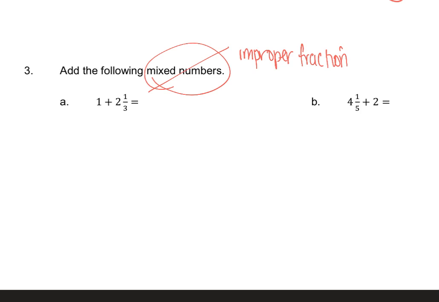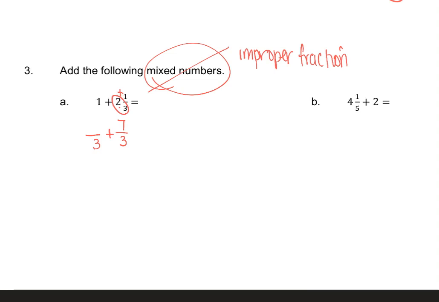So the first thing I'm going to do, I'm not going to worry about the 1 per se, but I am going to do the 2 1/3 for a second. So 2 1/3 is 2 times 3 plus 1. So 2 times 3 is 6 plus 1 is 7. So this is 7 over 3. Now, if I want to add that with 1, that means I want to have a denominator of 3, right? Because I want my denominators to match.